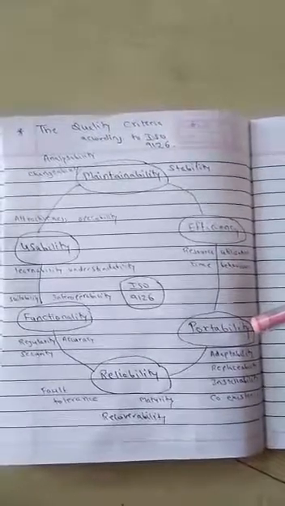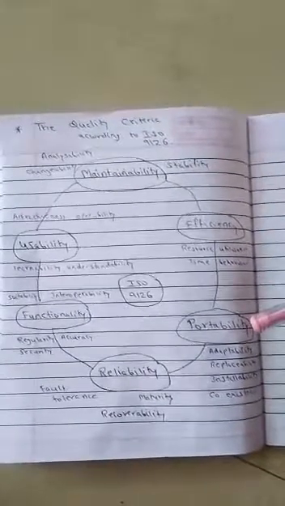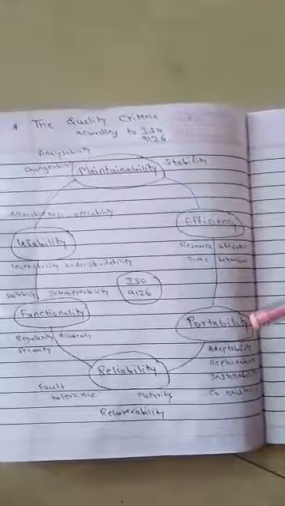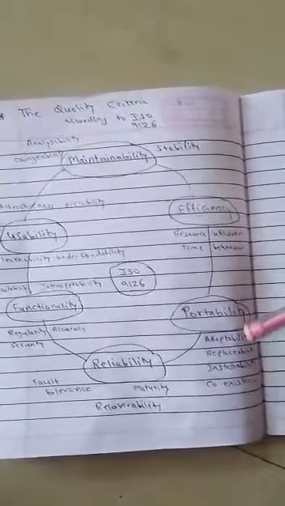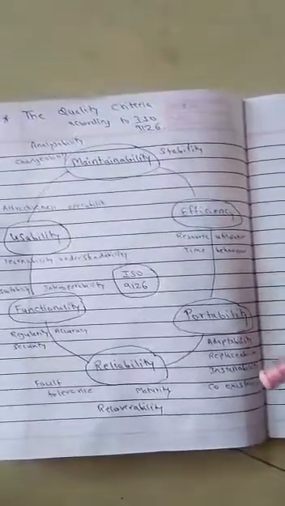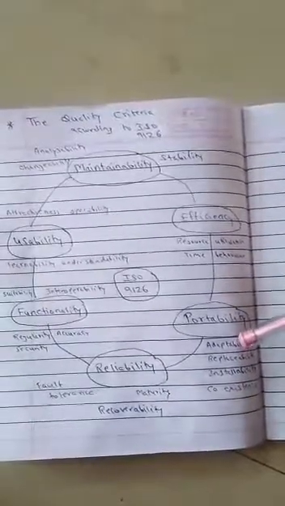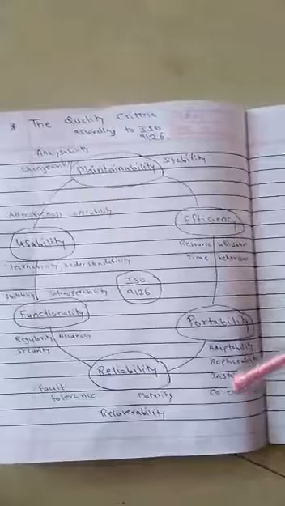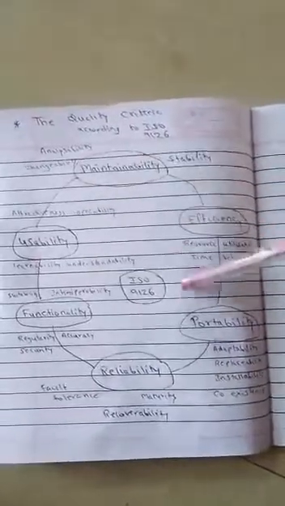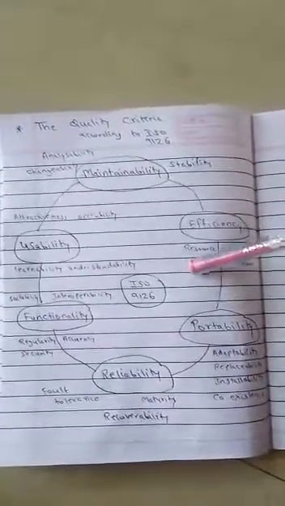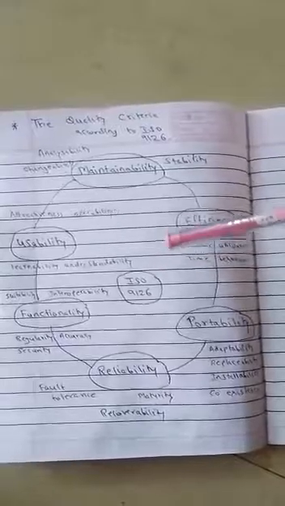Next is your portability, means how portable is your software product to other systems. To measure the portability we have to measure adaptability, reusability, installability and coexistence. According to these four parameters we can define the portability of your software products. These are all the different criteria. By measuring these criteria we can define the quality of a software product.